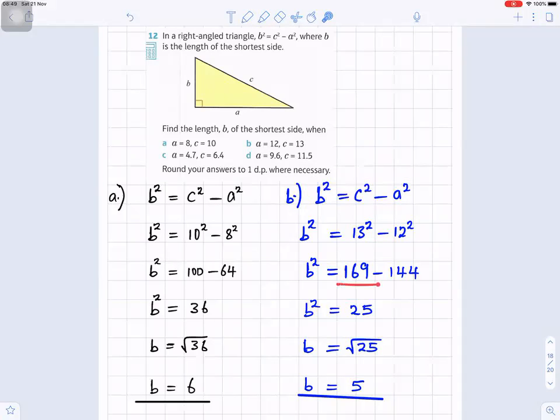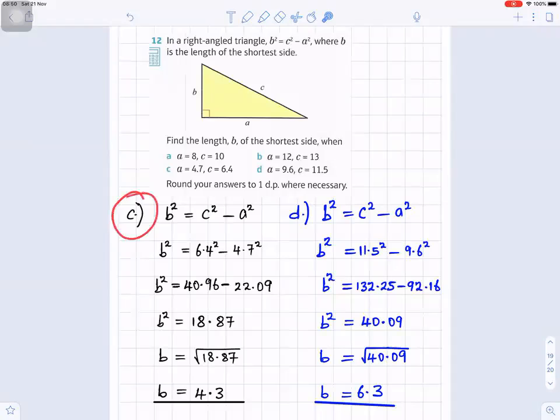And then 169 take away 144 gives you 25. You want to find out what number you multiply by itself to get 25. 5 times 5 will give you 25, or the square root of 25 is 5. That's your answer for part B.